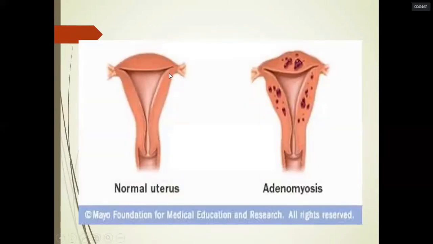So this is a normal uterus, whereas in adenomyosis there will be implantation of endometrial tissue within the myometrium. It may be diffuse implantation, and there will be diffuse enlargement of the uterus, whereas in some cases it may be foci. Small endometrial foci can be formed. Both are considered as adenomyosis.